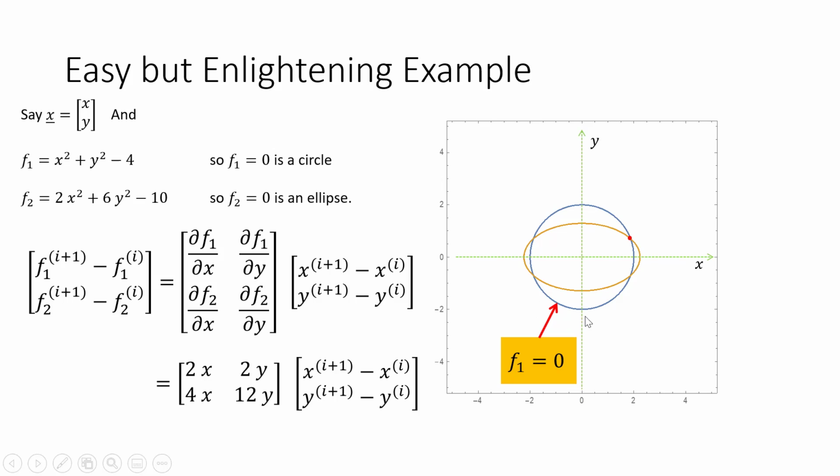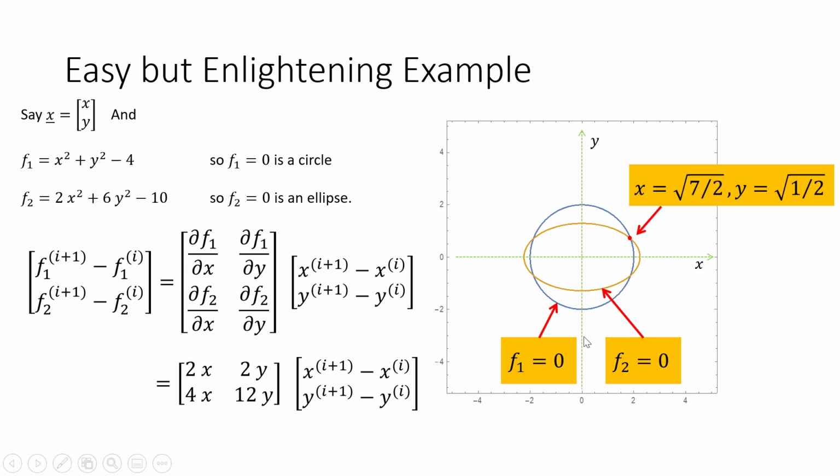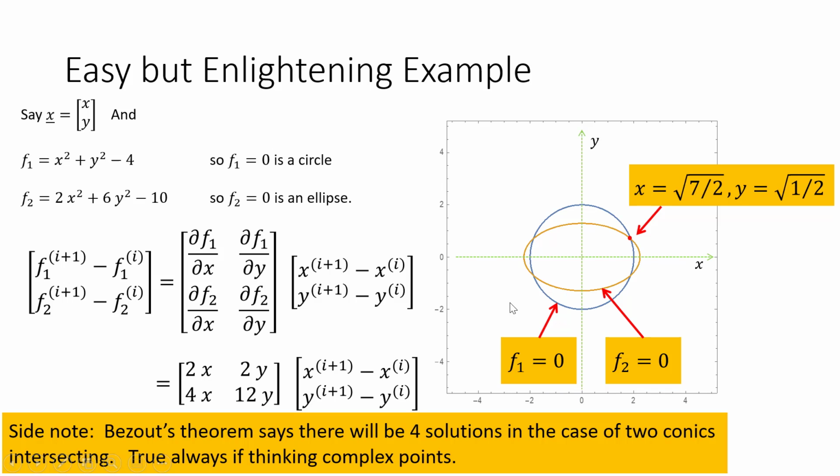So f1 equals 0, it'd be the circle. f2 equals 0 is the ellipse, as I showed you. And one of the solutions is x is square root of 7/2, and y is the square root of 1/2. And those actually cycle through by way of signs to the other 3 solutions. And there's this theorem called Bezout's theorem that says there would be 4 solutions in the case of 2 intersecting conics in the plane. This is always true if you're thinking of complex points.